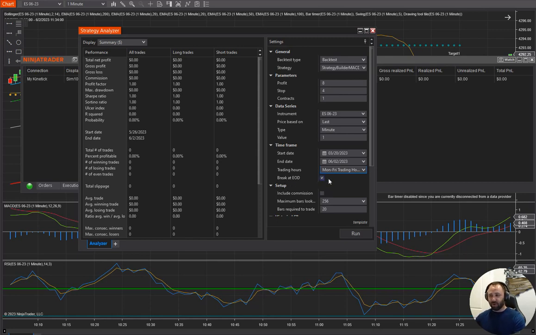Now, break at end of day. Again, we've covered this before. Essentially what that means is if I still had a trade open at the end of the day, it would close that position out rather than trying to roll it over into an intraday contract, which has a significantly different margin. So I never hold my trades overnight. So we're going to do break at end of day.